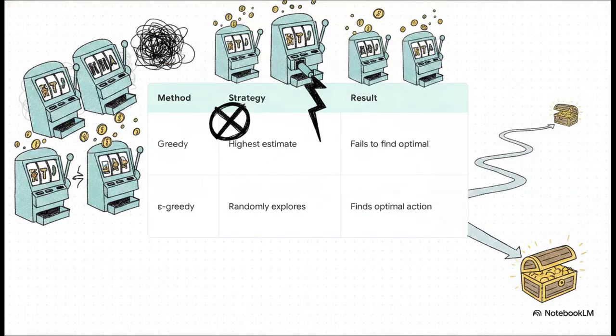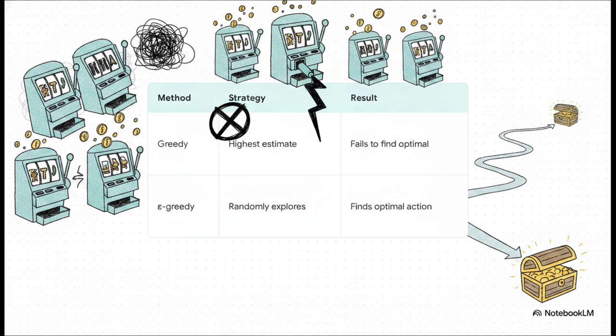Mathematicians study this exact problem using a thought experiment that's basically a Vegas casino slot machine with multiple levers, known as the N-armed bandit problem. If you use a purely greedy method, always pulling the lever with the highest estimated payout, a short string of bad luck early on might make you mistakenly abandon the best lever forever. You just fail to find the optimal action.